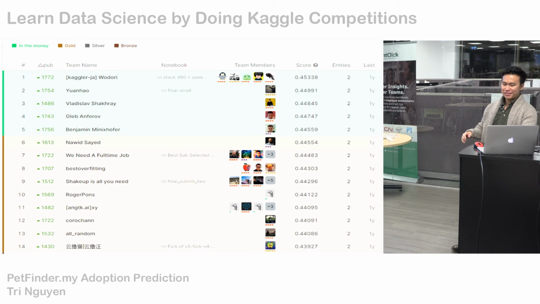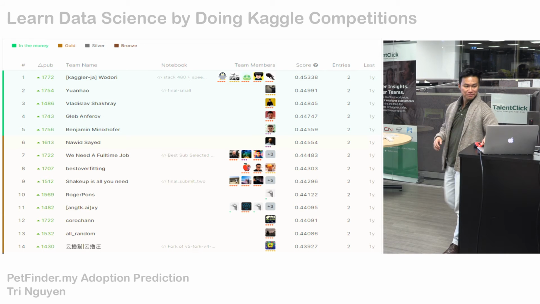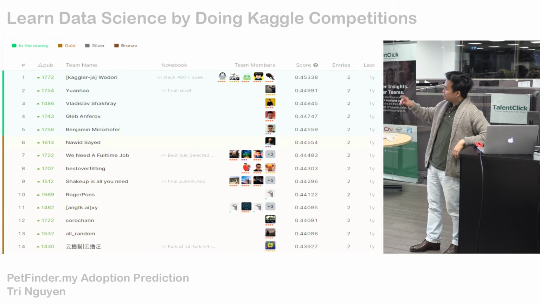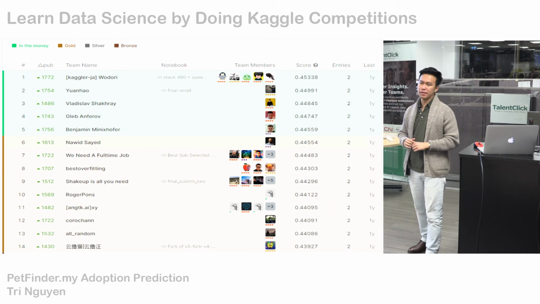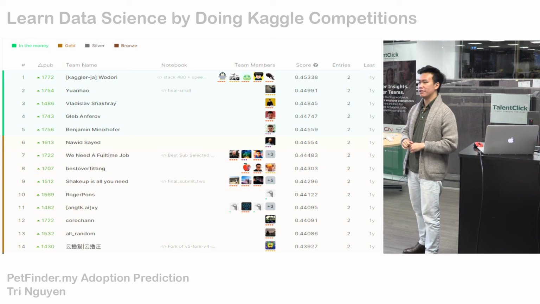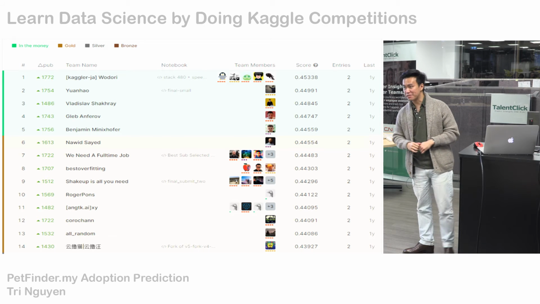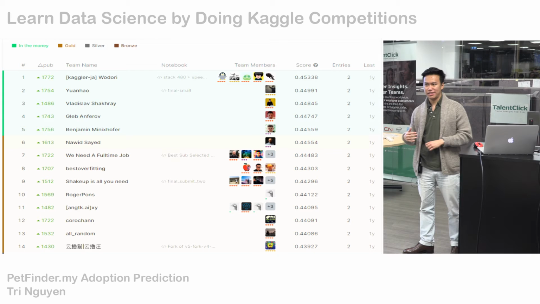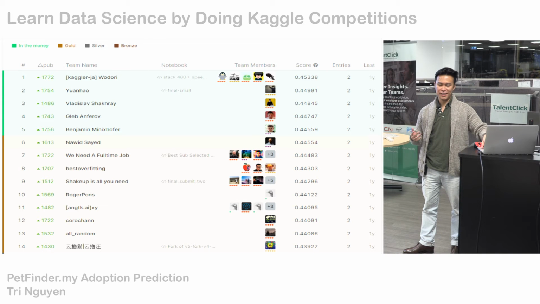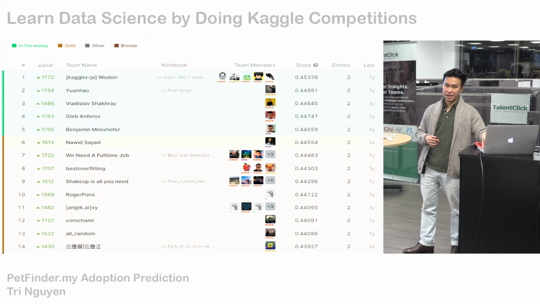No worries. So the twist is, the team that's actually being ranked first here actually came second when the competition closed. And someone else actually won the $25,000 and came first. But then he was disqualified. And surprisingly, he's also a Kaggle Grandmaster.